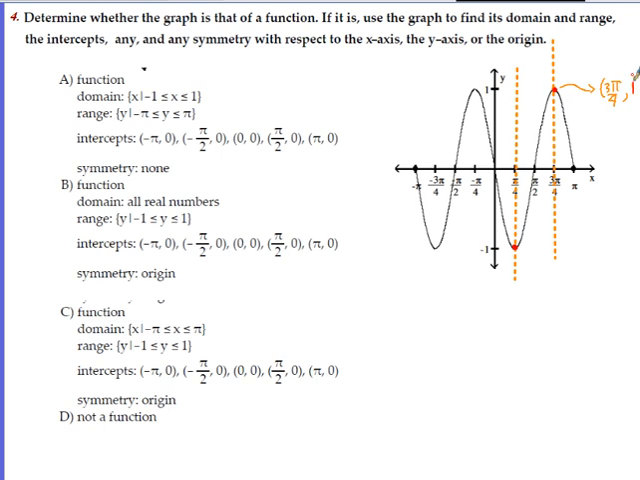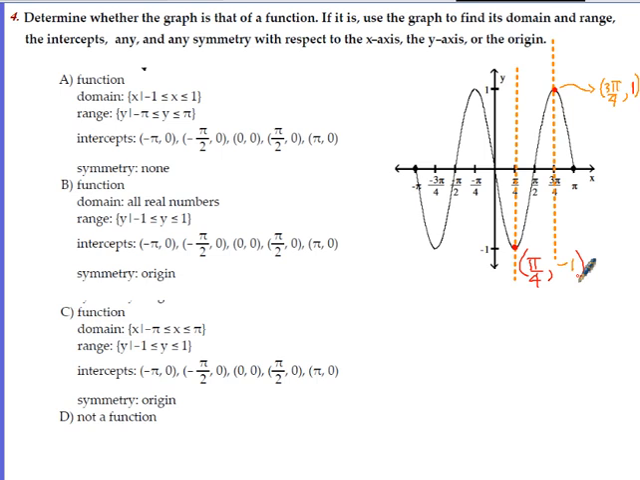So this is 1. And the other one is negative 1 for pi over 4. So pi over 4 and negative 1. That is our value here. So we have a one-to-one relation in using the vertical line. So this is a function.